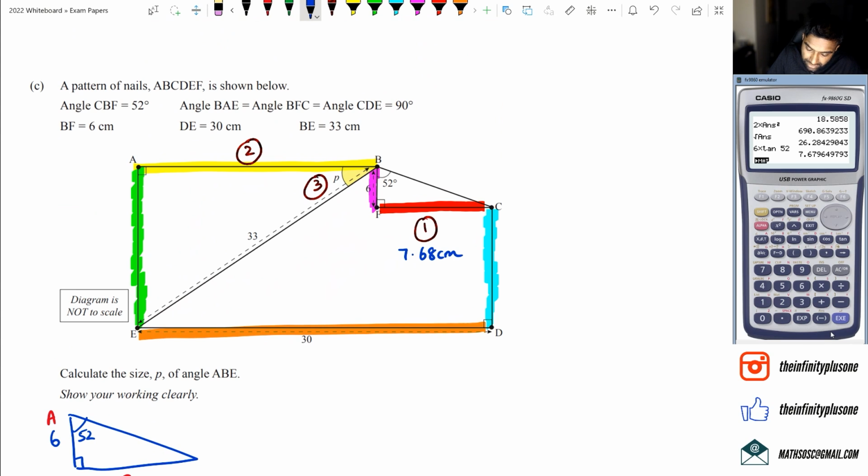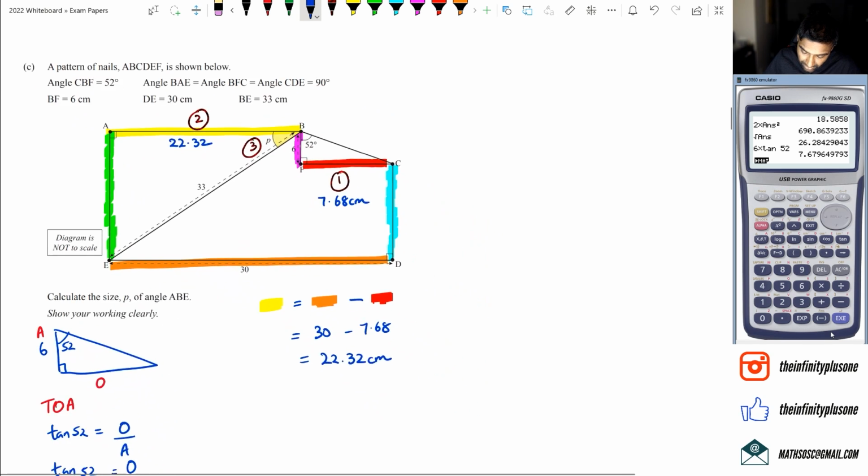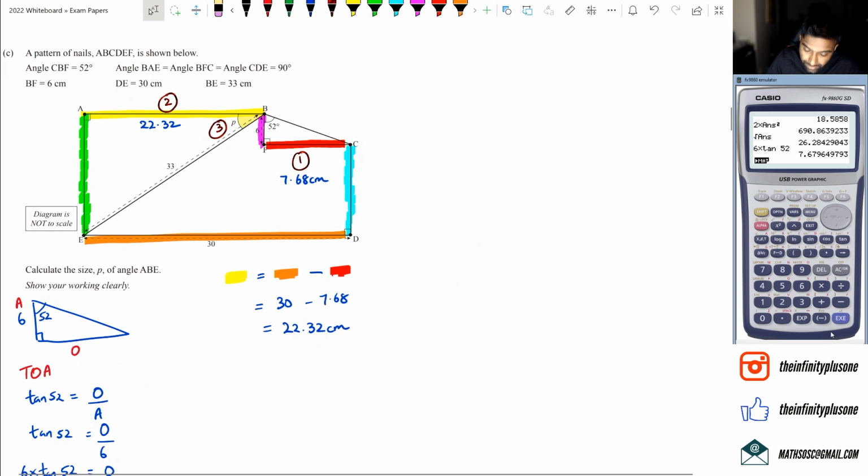So we've got 7.68 centimeters. Now we can say the yellow line is equal to the orange line minus the red line. I hope you guys can see that there. So we can say 30 take away 7.68, which equals 22.32 centimeters. So my yellow is 22.32 centimeters. Once I got that, I've got my last bit, which is to figure out what the angle P is.